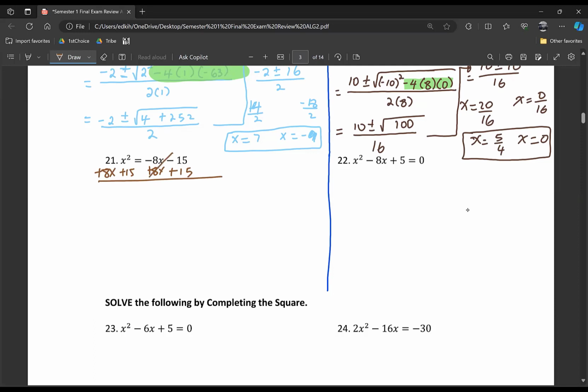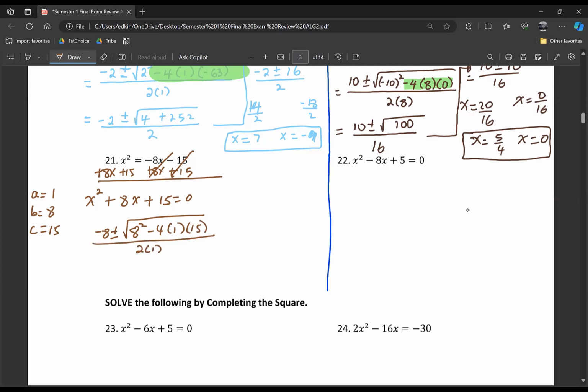So what's going to happen on this right side, they're going to cancel out, and we're going to have x squared plus 8x plus 15 equals 0. Now we can do a, b, and c. A is 1, b is 8, c is 15. So the quadratic equation: negative 8 plus or minus the square root of b squared minus 4 times a times c, all of this divided by 2a. Let's clean this up. Negative 8 plus or minus the square root of 64 minus 60, all of this divided by 2.